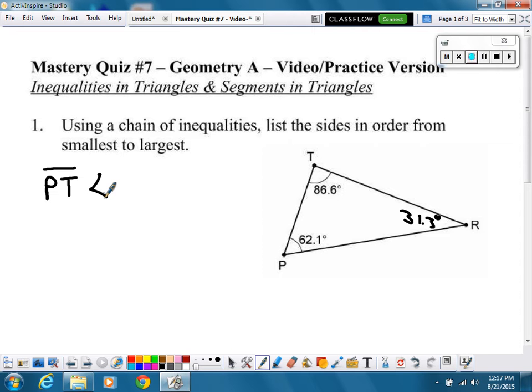I know then that the angle in the middle, or the middle-sized angle, is angle P. So side TR is opposite that. TR will be next. And our longest side will be opposite angle T, so that would be side PR.